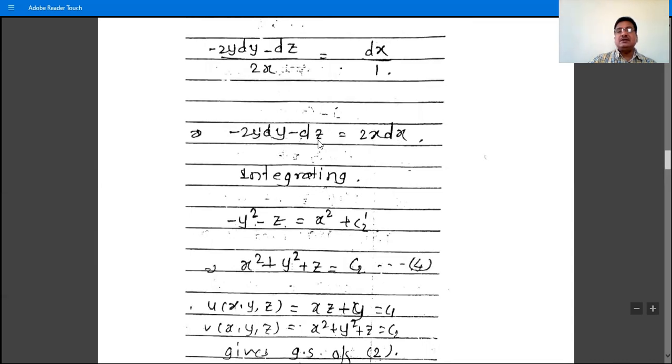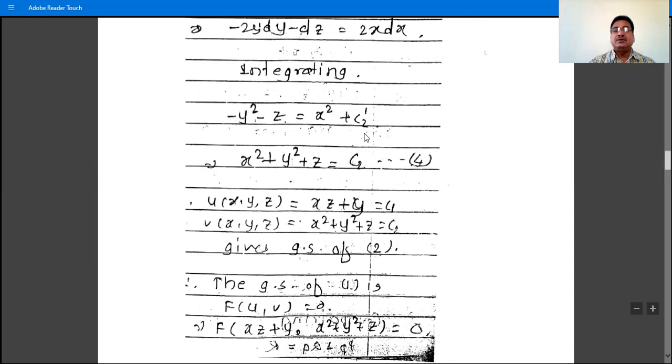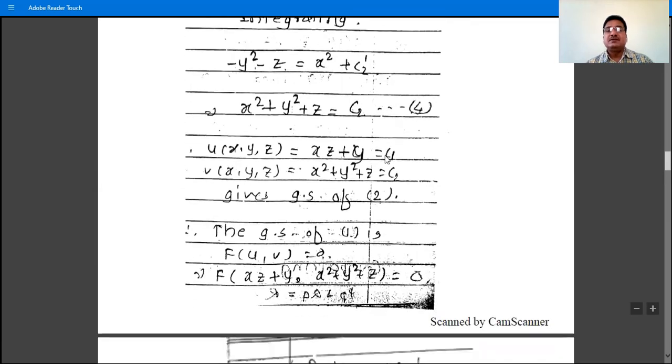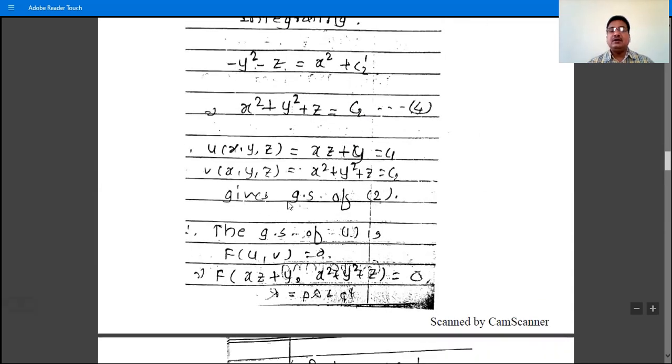Now it is in variable separable form. So integrating: the integration of 2y is y², then minus z from the integration of dz, and the integration of 2x is x², plus c2', a constant of integration. Then x² + y² + z equals -c2', and suppose -c2' is c2. So this is equation number 4.